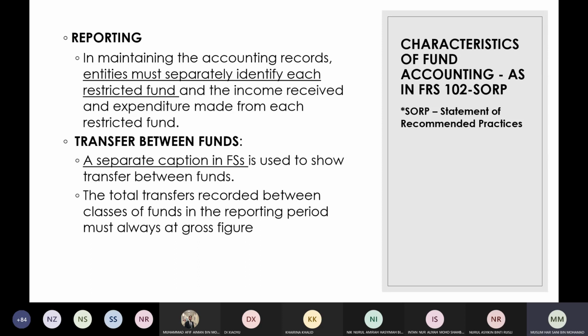Right, and then you can see that for transfer between funds, a separate caption in the financial statement is used to show transfers between funds. What does that mean? Separate caption, class, in the financial statement, separate caption. What does that mean? Anyone?